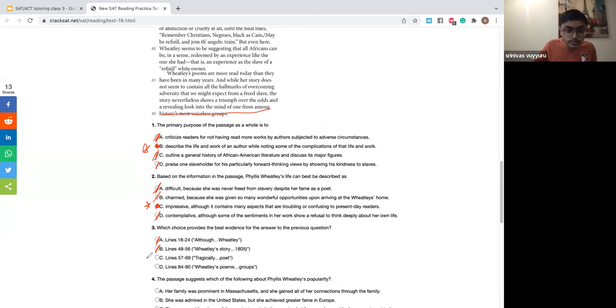So I'll just start this. Okay, 84 to 90. Wheatley's poems are more read today than they have been in many years. While her story does not seem to contain all the hallmarks of overcoming adversity that we might expect from a freed slave, the story nevertheless shows a triumph over the odds and a revealing look into the minds of one among history's most voiceless groups.